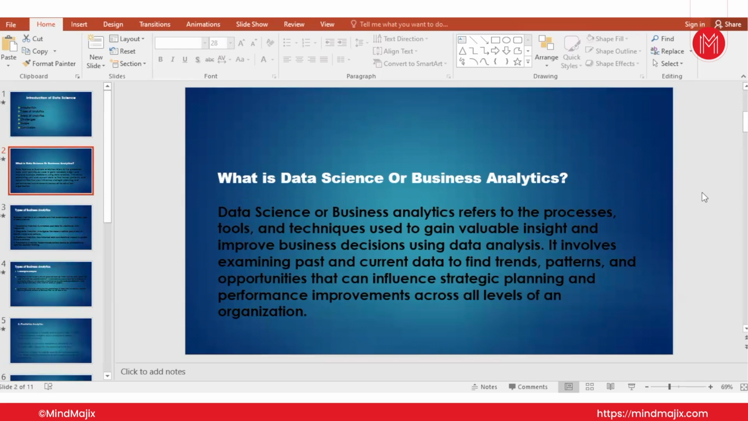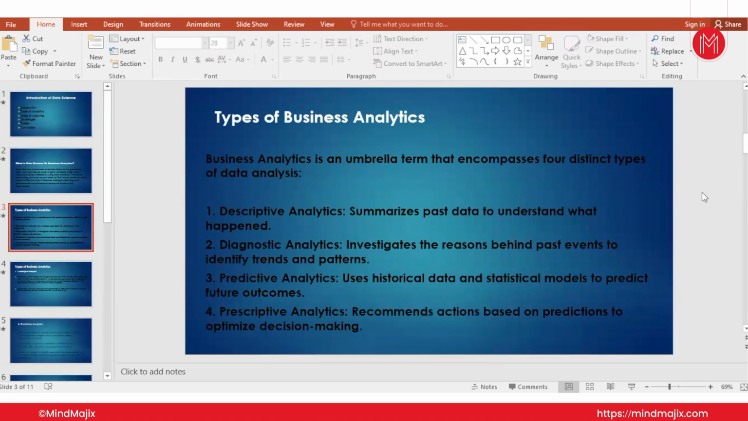Let's talk about the data. We have a few columns and too many rows, and we will try to analyze that data: what the past trends are, what the current trends are, and how we will predict the coming trend. That is business analytics. We have a few types of business analytics techniques. Business analytics is an umbrella term that encompasses four distinct types of data analysis: descriptive analytics, diagnostic analytics, predictive analytics, and prescriptive analytics.